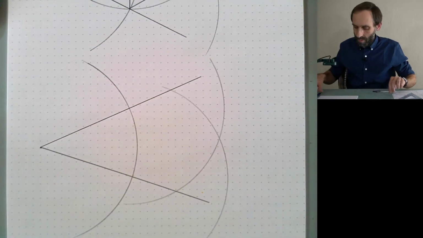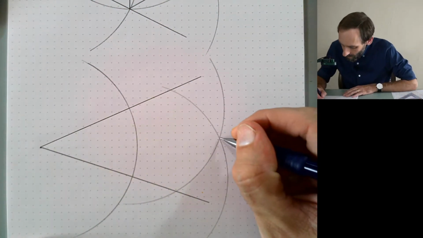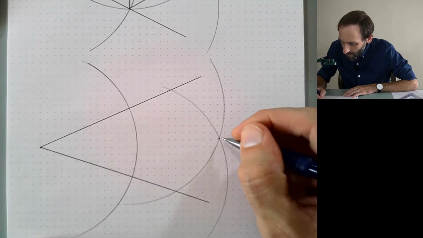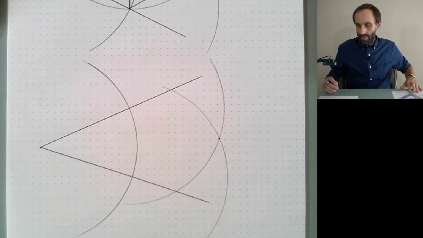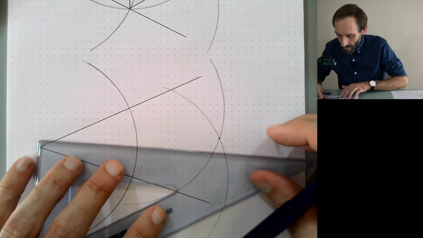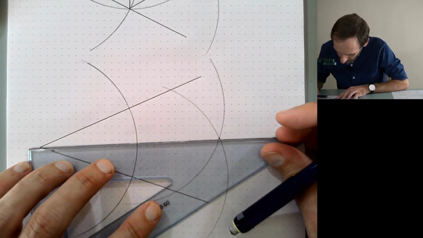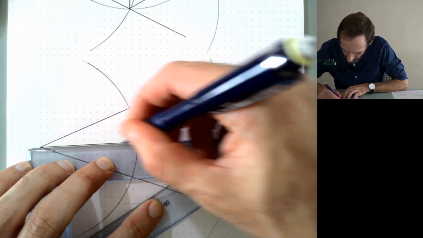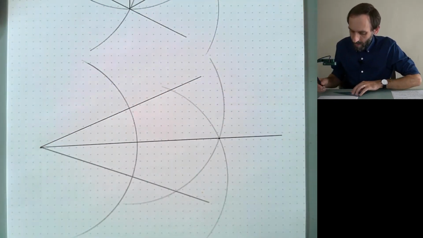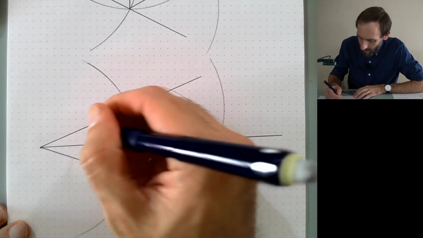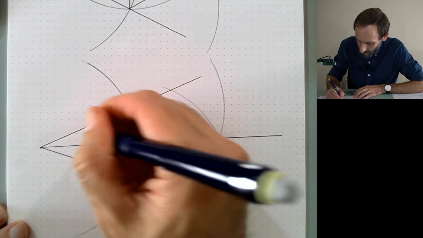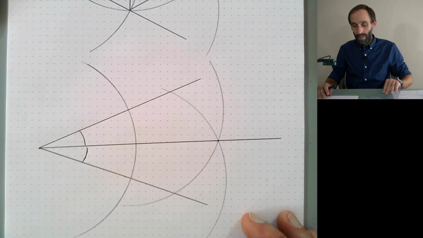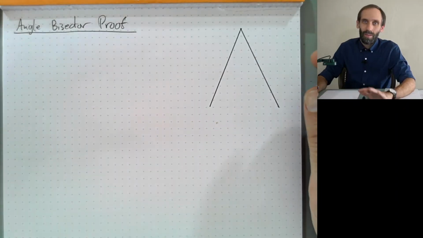And there it is. So then I will go ahead and put a point there, define a point at that intersection, and take my straight edge and draw a line. So once again, this angle right here is equal to this angle right here. And I've bisected the angle.